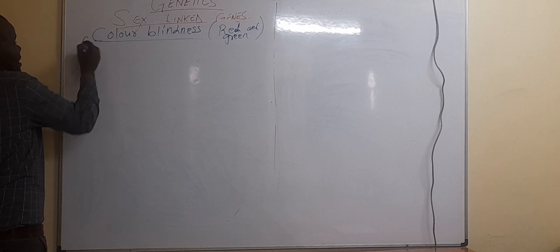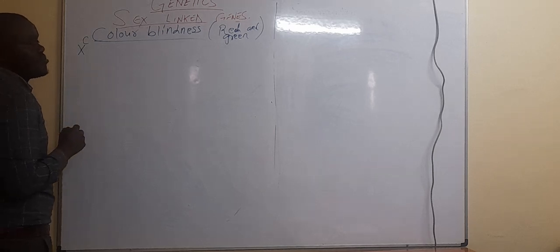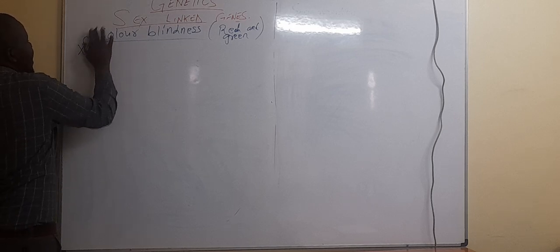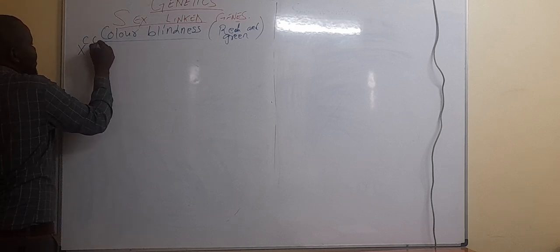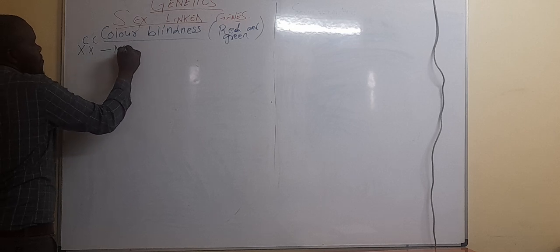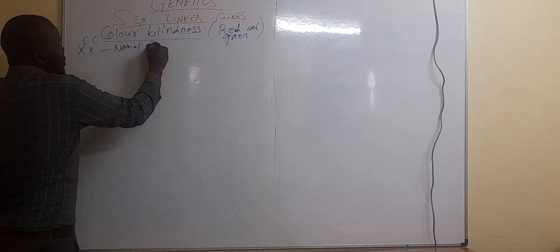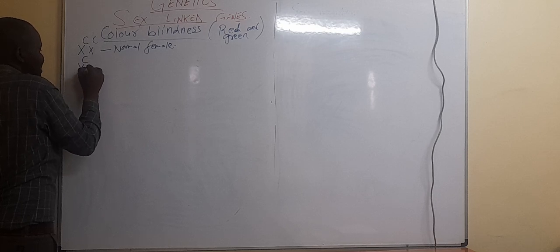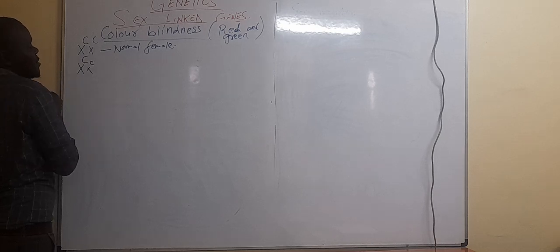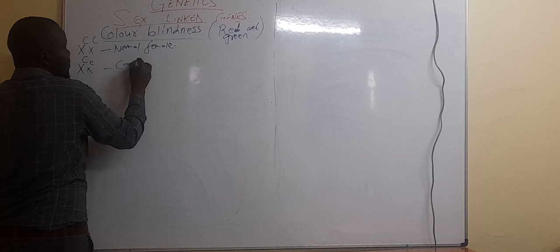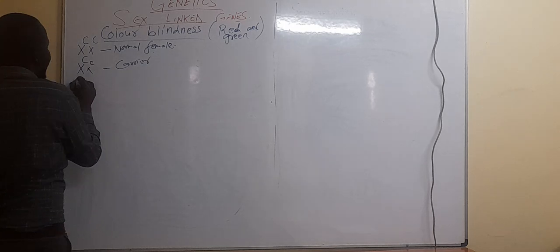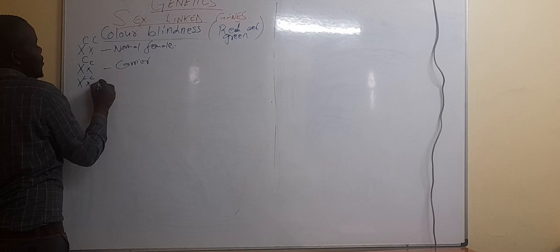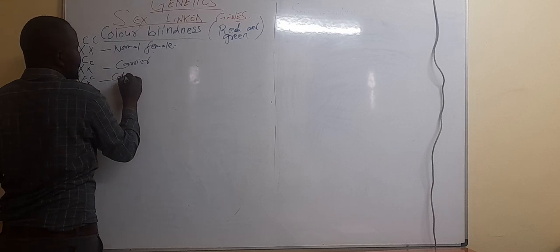We use capital C for a normal individual. So the normal female will be X capital C, X capital C. Then we have the carrier female, which will be X capital C, X small c. That is our carrier. And our third, we have X small c, X small c. That will be a colorblind female.